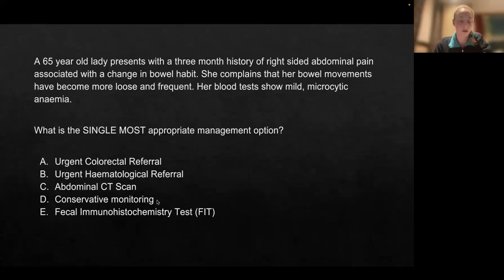Okay, so next question. A 65-year-old lady presents with a 3-month history of right-sided abdominal pain associated with a change in bowel habit. She complains that her bowel movements have become more loose and frequent. Her blood tests show mild microcytic anemia. What is the single most appropriate management option?